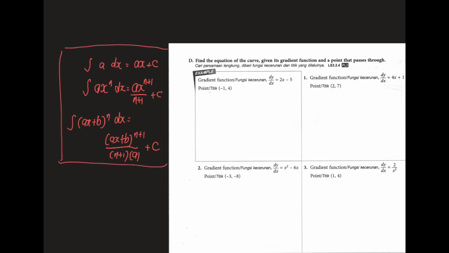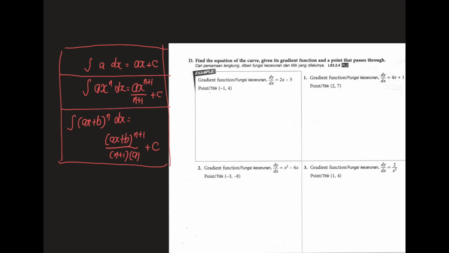If you have the integration of ax plus b to the power of n, it becomes ax plus b to the power of n plus 1 over n plus 1 times a, plus c. So at least we need to know these three formulas in order to handle the questions.